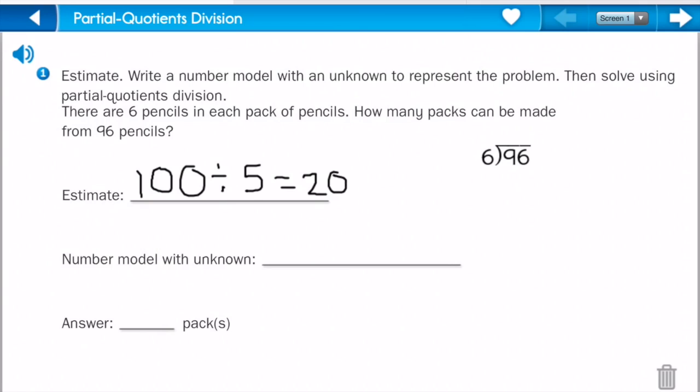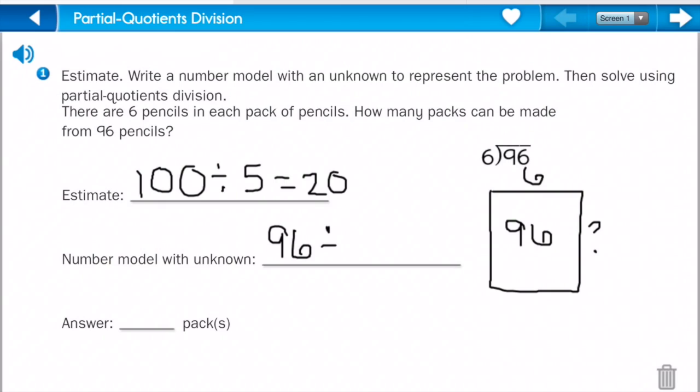To do partial quotients division, what we have to do is first set up our problem. So let's set up our problem in a box that we know how to do. And so our 6 is on top. We're trying to figure out what this one is. And then we're writing 96 in the box, okay? So our number model with the unknown is going to be 96 divided by 6 equals, let's just put P for pencils, okay?